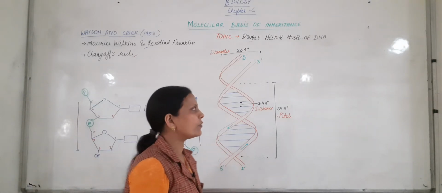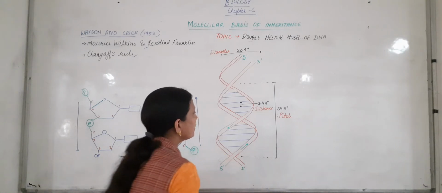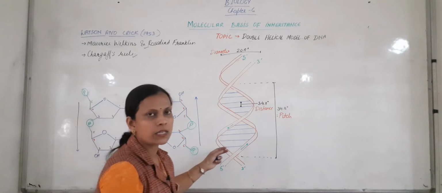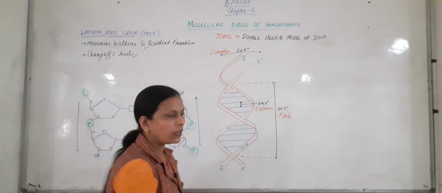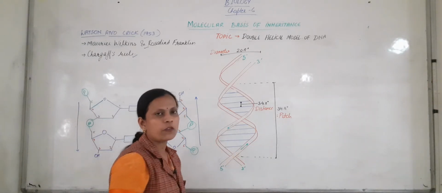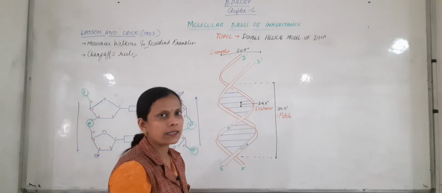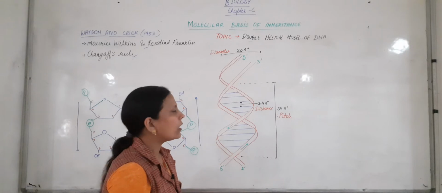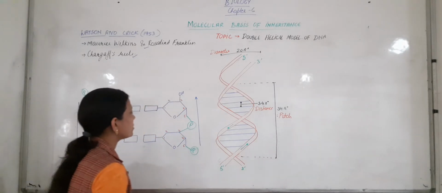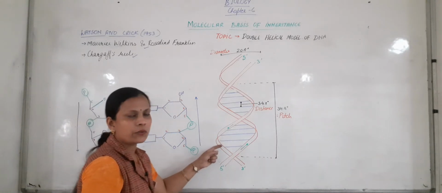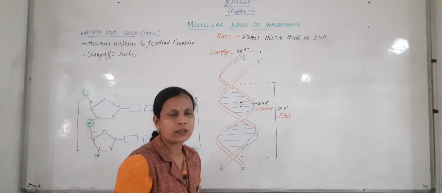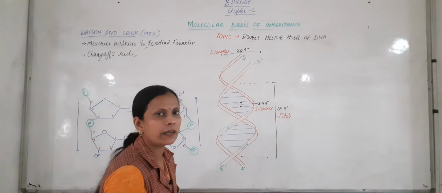Now what are the salient features of the model? First they said DNA is a double helix. Double helix means it has two strands. The two strands are formed of polynucleotide chains, that is there are two polynucleotide chains in the DNA. The first point was the chains are anti-parallel to each other, that is they have a polarity. Now what do we mean by polarity in DNA?